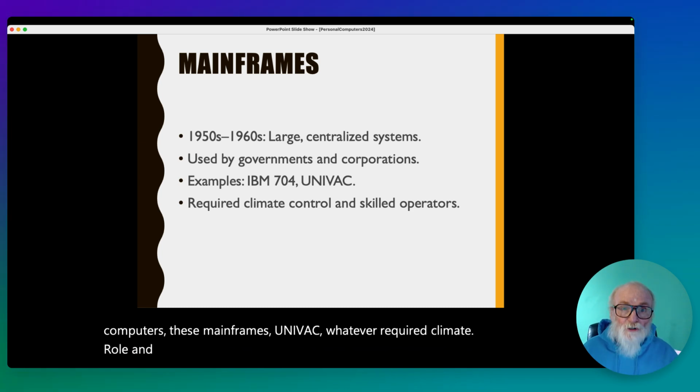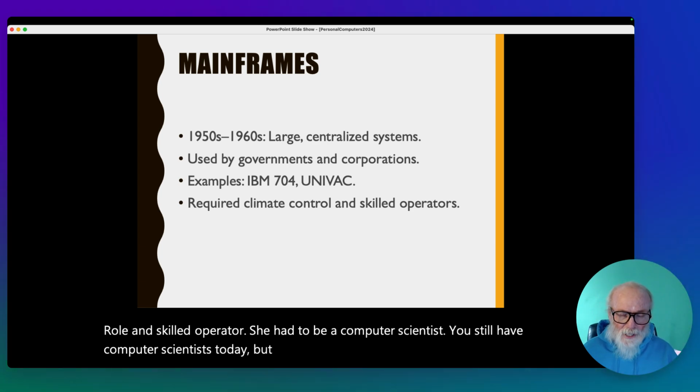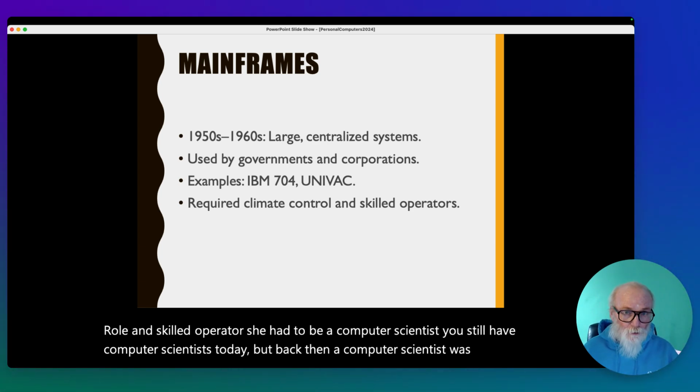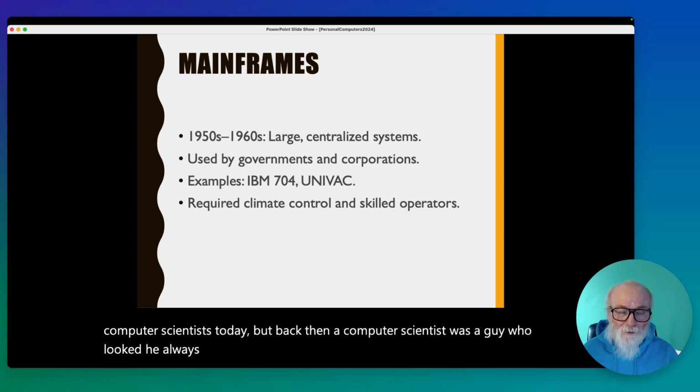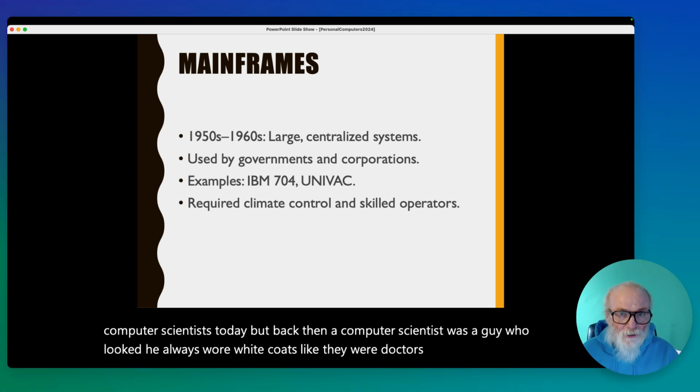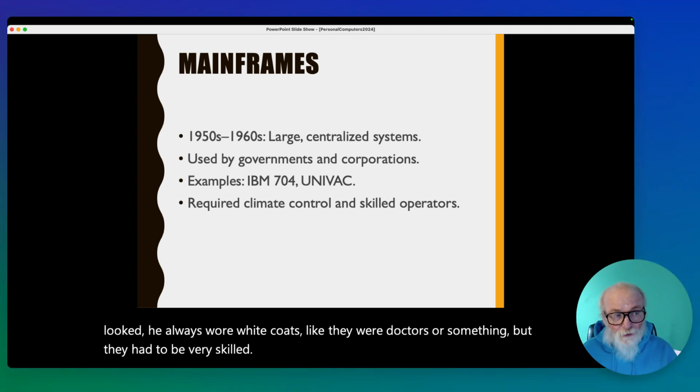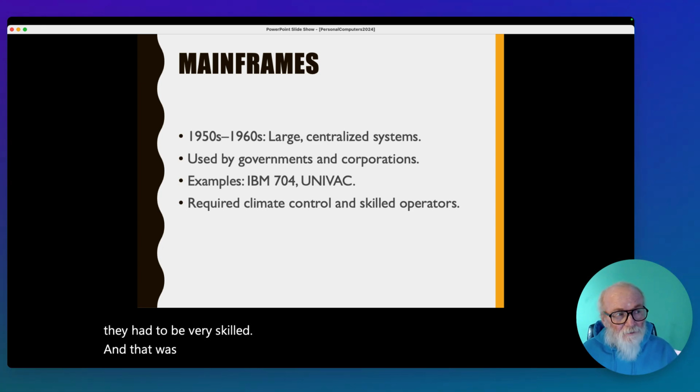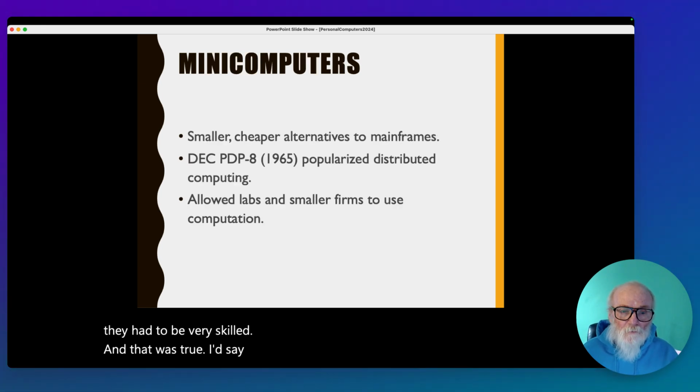You had to be a computer scientist. You still have computer scientists today, but back then a computer scientist was a guy who always wore white coats like they were doctors or something, and they had to be very skilled. And that was true, I'd say, up until the 1990s.